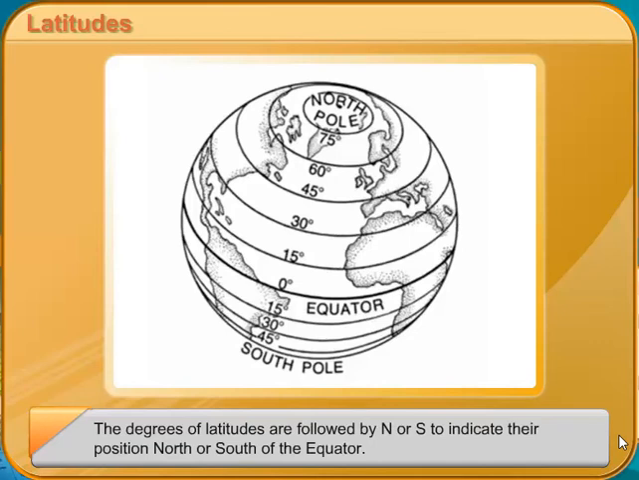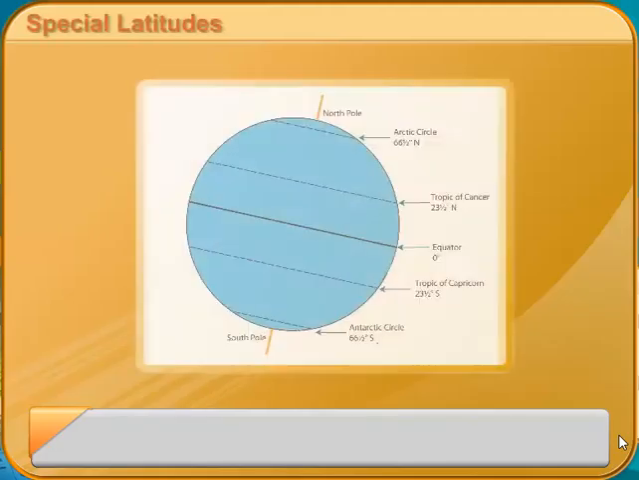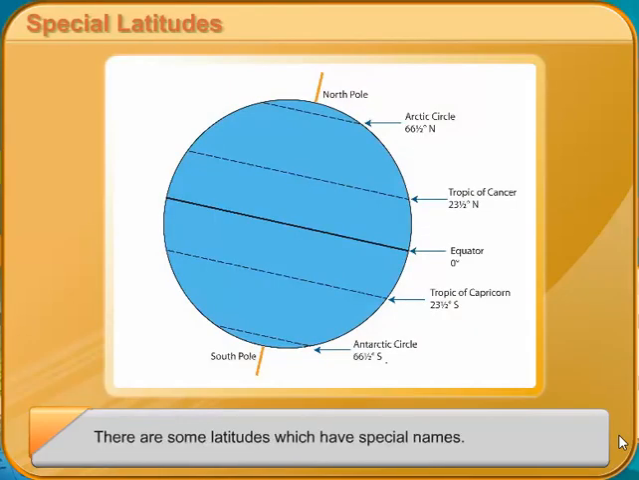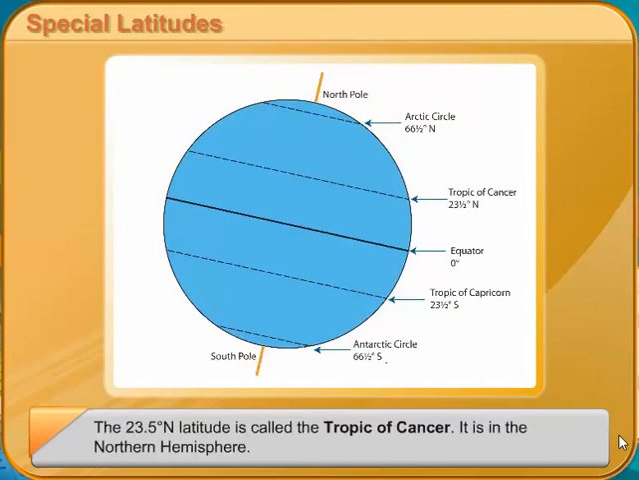Longitudes continue round the globe up to 180 degrees. The distance between two lines of longitude varies and is the greatest at the equator. Latitudes are numbered from 0 to 90 degrees. Longitudes are numbered from 0 to 180 degrees.